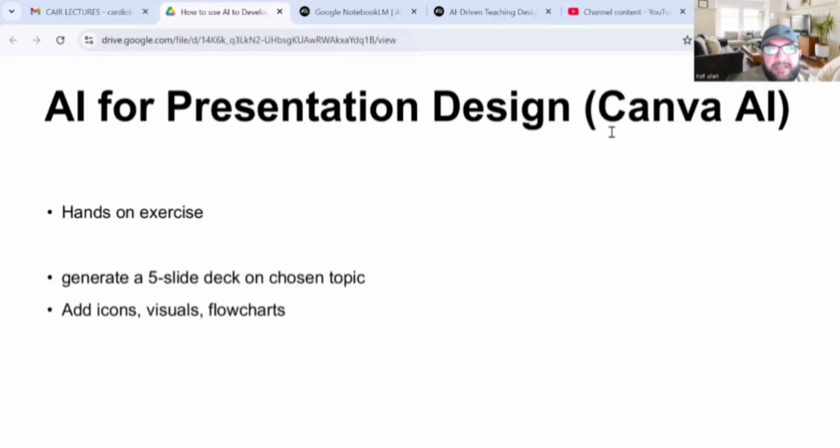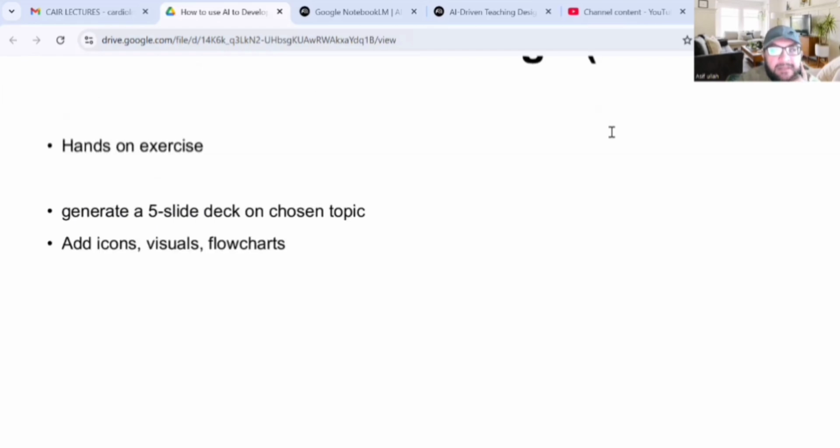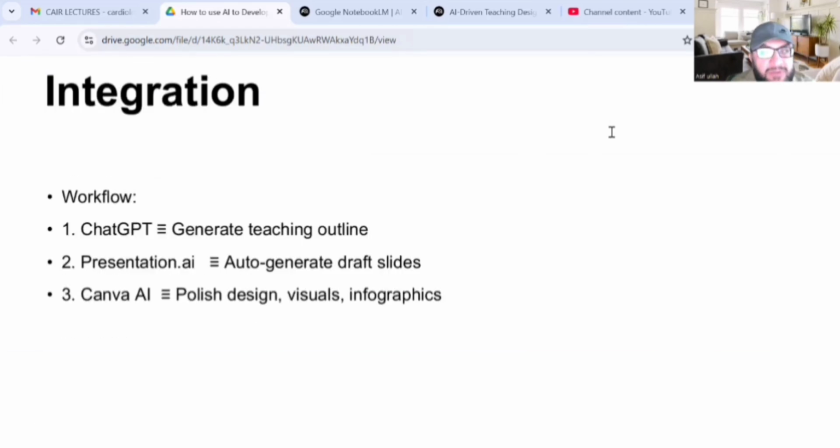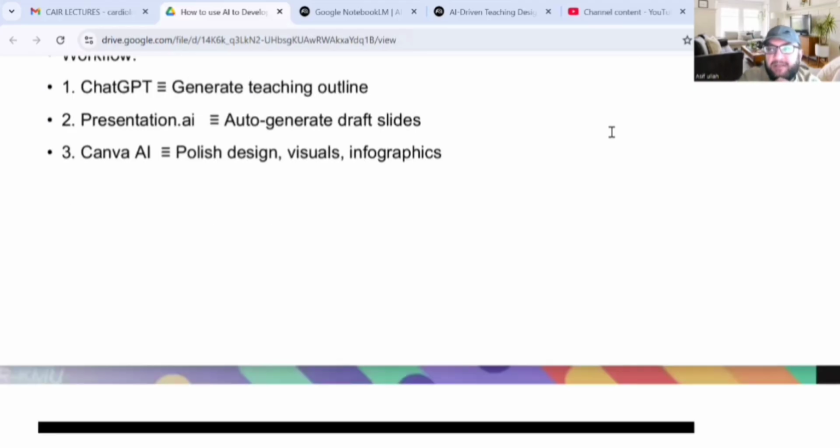AI for presentation design: Canva AI hands-on exercise. It generates a 5-slide deck on a chosen topic. It can add icons, visuals, and flowcharts. Integration: from ChatGPT, you will generate a teaching outline. From presentation.ai, you will auto-generate draft slides, and from Canva AI, you will polish design, visuals, and infographics.